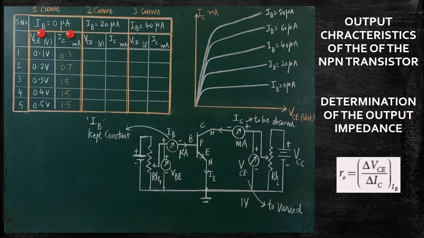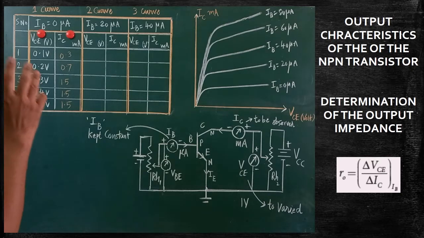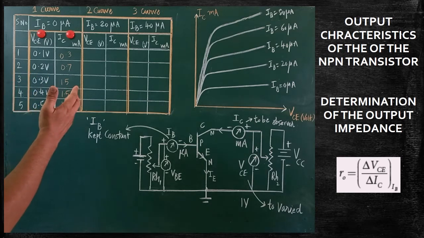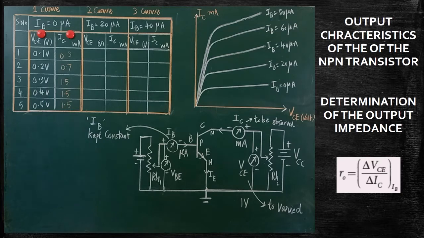Now you are going to learn about the last static characteristics of the transistor. The last characteristics is called the output characteristics of the transistor. Already you have learnt about two characteristics: the transfer characteristics and the input characteristics of the transistor. Now we are going to learn about the output characteristics of the transistor.